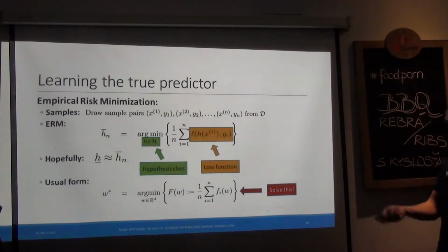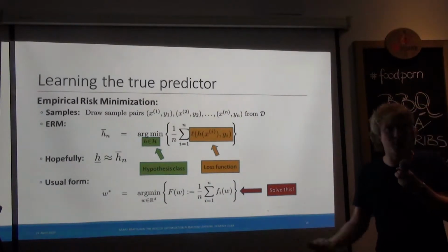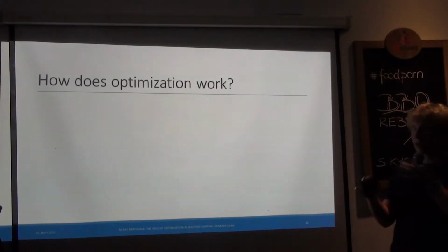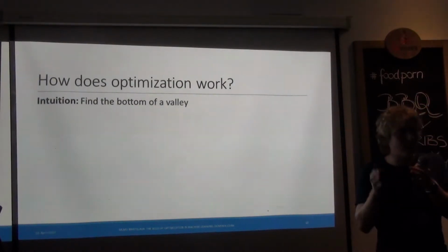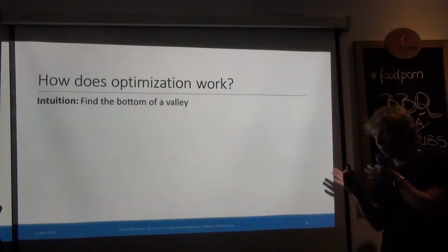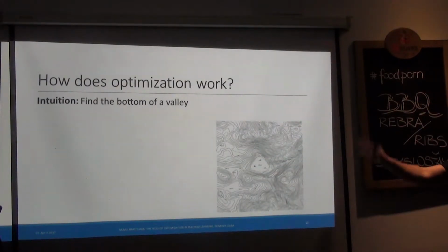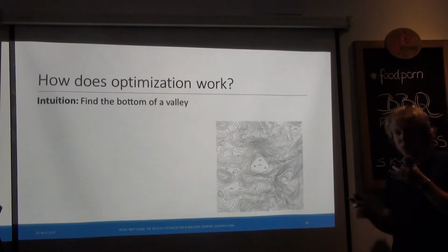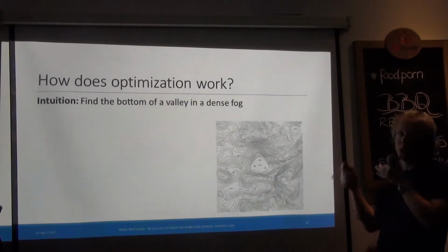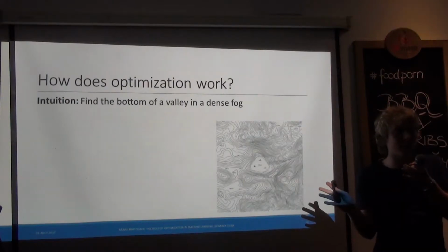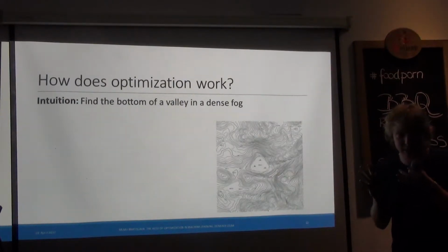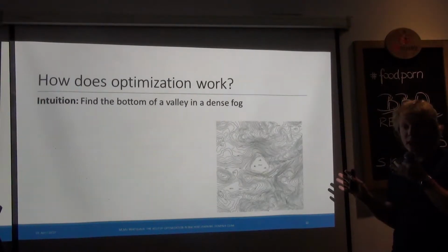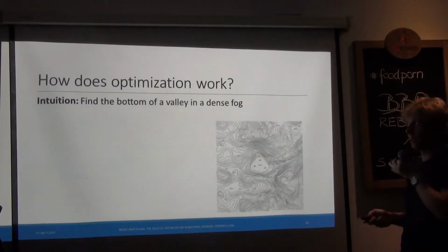So the optimization task is to solve this in some sort of general way. And how does the optimization work? I always think about it this way. The task is to find the bottom of the valley, right? So think about this map and try to find the bottom. But to make things more complicated and easier at the same time, you are in a dense fog, so you do not see a thing. You're just standing in the valley somehow, you do not know where you are or what is around. You just know that you are standing somewhere.